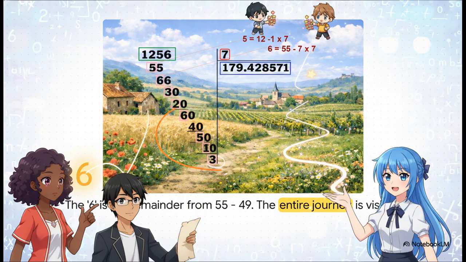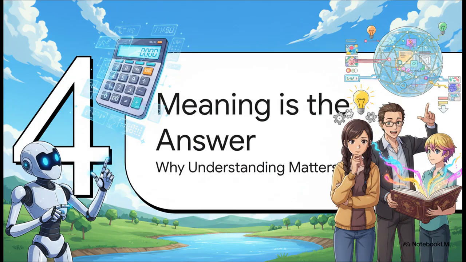And the pattern just keeps going. After we did 55 minus 49, what was our remainder? It was 6. And what's our next working number? 66. That first 6 is our remainder. It's like a chain reaction. The remainder from each step becomes the beginning of the next problem. The entire journey of these little leftover numbers is laid out right in front of you. It's so transparent.